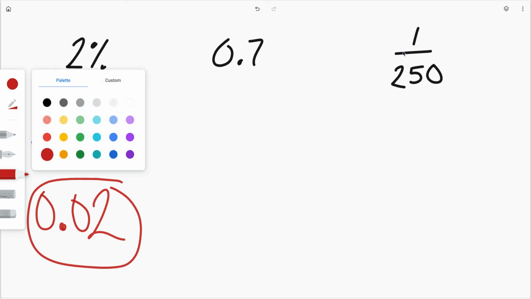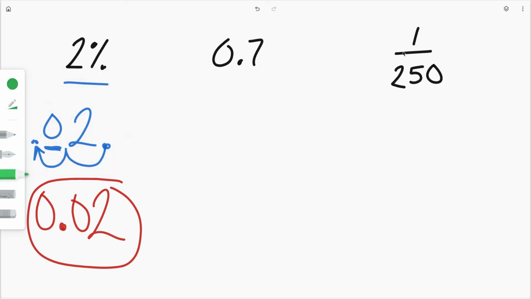All right, moving on to the next one. I have 0 and 7/10 here, right? Now I have the decimal, but now I want to change it to percent. So I'm doing the opposite of what I just did. So let's think. In the other one, I divided by 100. So now instead, I'm going to multiply by 100. And when I multiply this by 100, it's going to move that decimal point to the right 2 times.